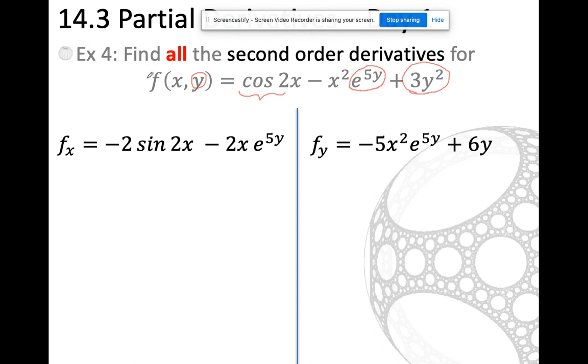Then I held x constant. When I took the first derivative with respect to y, this term only has an x in it, so that cosine of 2x is a constant. The derivative of a constant is 0. X squared is a constant. What's the derivative of e to the 5y? Well, it's 5 times e to the 5y. Here's my negative. X squared is just a constant. And now there is no constant here. This is just what is the derivative of 3y squared.